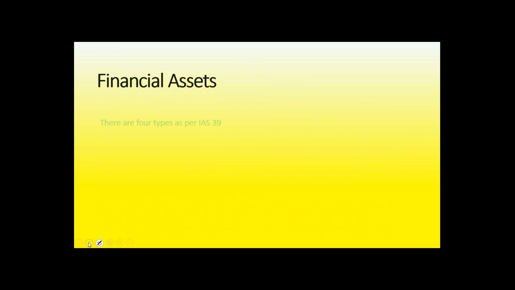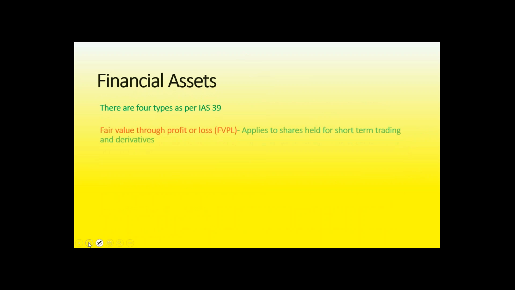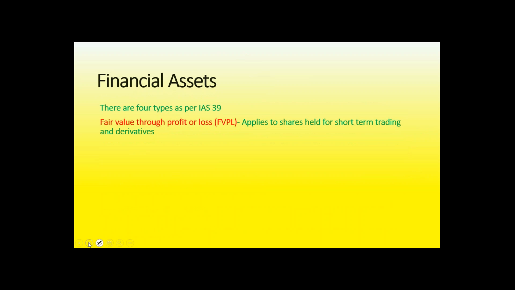So now we come to the financial assets. As I said, there are 4 financial assets. One is fair value to profit or loss. Mainly, all that is held for short-term trading is considered fair value to profit or loss. Essentially, these will have to be in listed companies, because you are going to hold them for the short term.